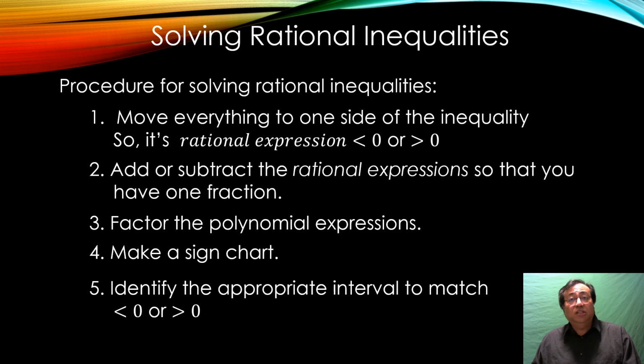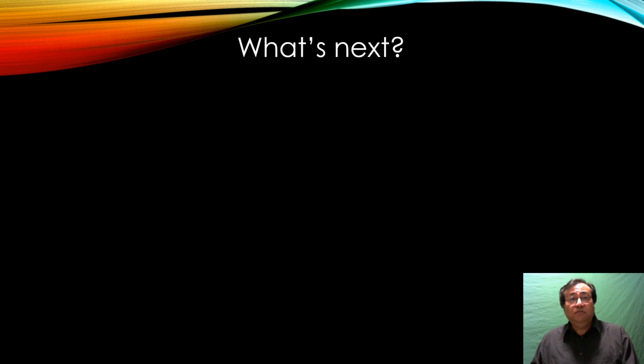This is a revisit on the solving rational inequalities procedure. Move everything to one side. Get it to this less than or greater than form. Add or subtract a rational expression so that you have one fraction. Factor the polynomial expression. Make a sign chart. Identify the appropriate interval to match it. And that's it.